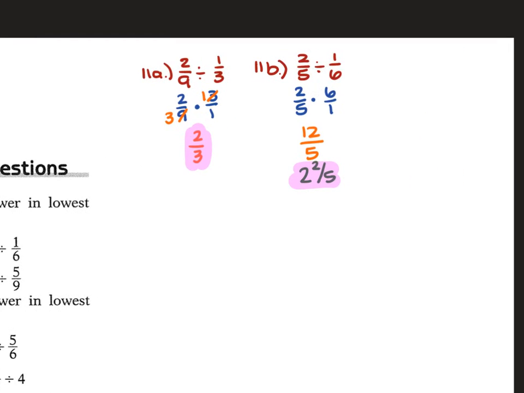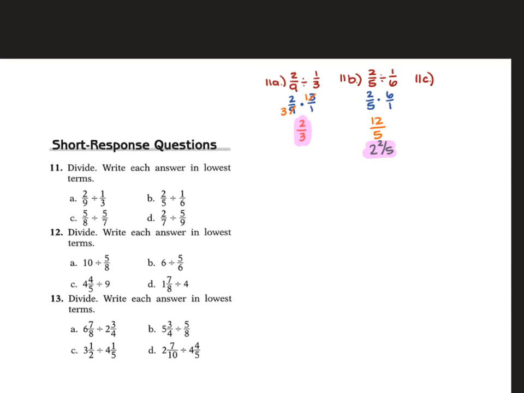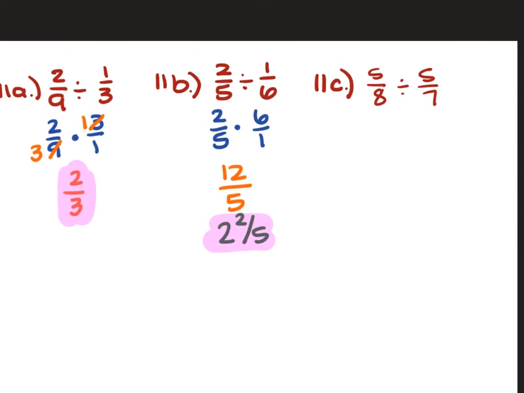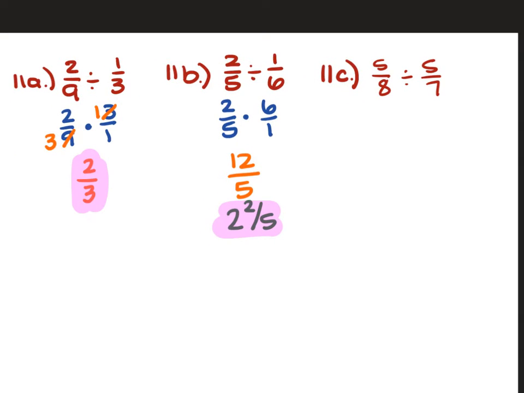For 11C, we are given 5 eighths divided by 5 sevenths. Okay. So we're going to keep, change, flip since there's no mixed numbers. So we're going to have 5 eighths times 7 over 5. Those 5s are going to simplify to become 1s. So we just have 1 times 7, which is 7, and 8 times 1, which is 8. So that's 7 eighths.